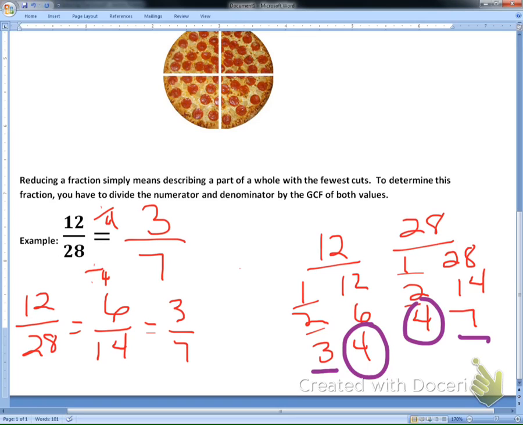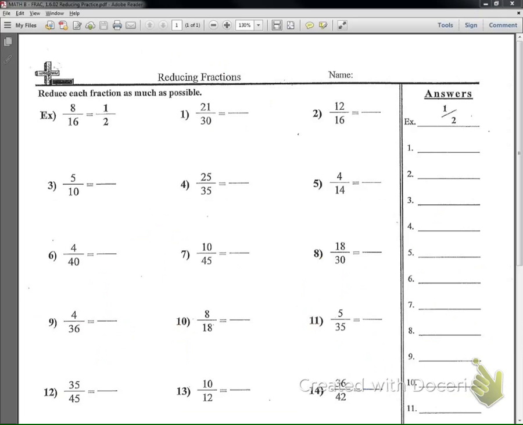Let's try it with some practice problems. Okay, so on your practice page that you should have in your binder, you have an example problem there, 8/16, and they reduced it all the way down to 1/2. Let's prove how they got that answer. Now, you're not going to have a whole lot of room on your page, just like I don't have a whole lot of room on the screen.